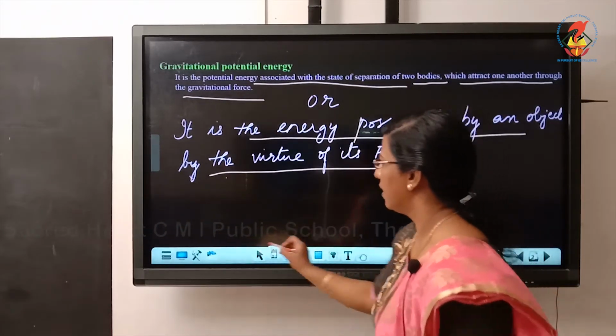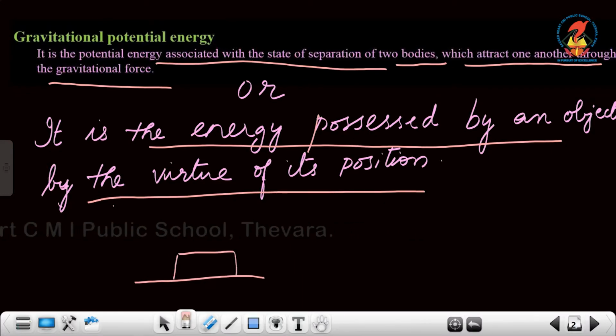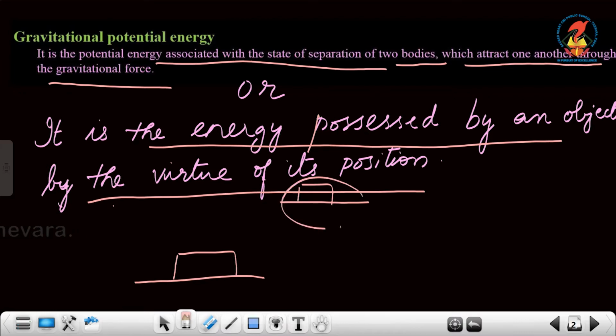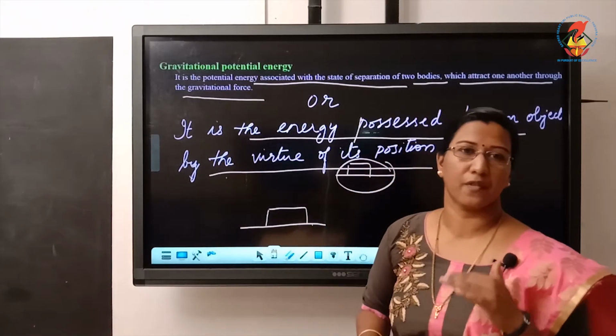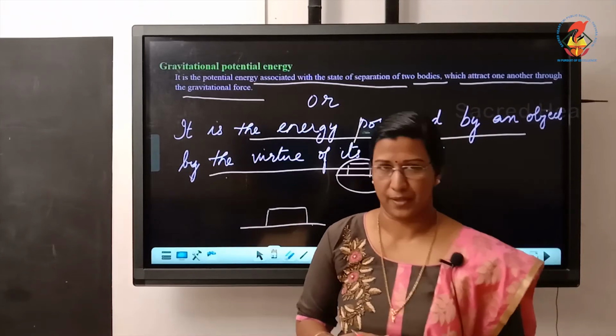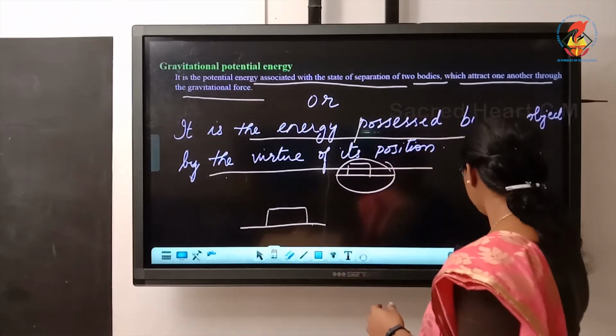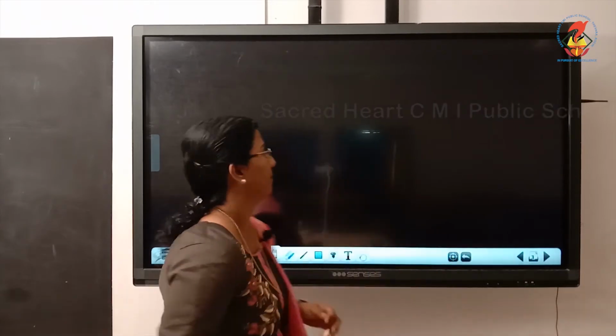For example, if there is a book lying on a table and the same book is kept on a shelf at a higher level, then definitely the potential energy of the book on the shelf will be greater than the potential energy of the book on the table. So it is a difference of separation which is stored in the body as potential energy. Now we are going to derive the expression for gravitational potential energy.